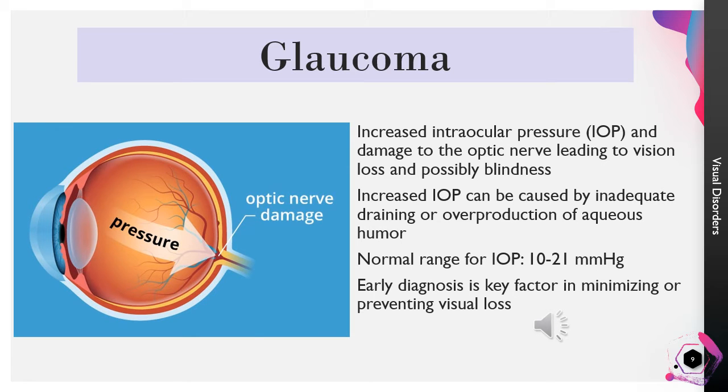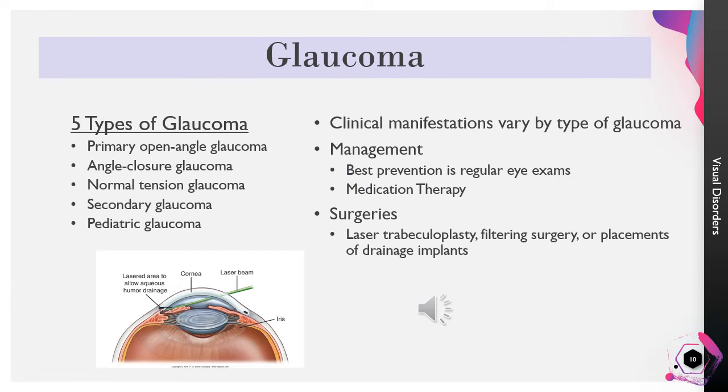So now we're moving on to glaucoma. Glaucoma is a group of eye conditions where increased ocular pressure, or IOP, and damage to the optic nerve leads to vision loss and potentially blindness. Increased IOP can be caused by inadequate draining or overproduction of the aqueous humor. Normal range of IOP is 10 to 21 millimeters of mercury. Diagnosing glaucoma early is important for minimizing or preventing visual loss.